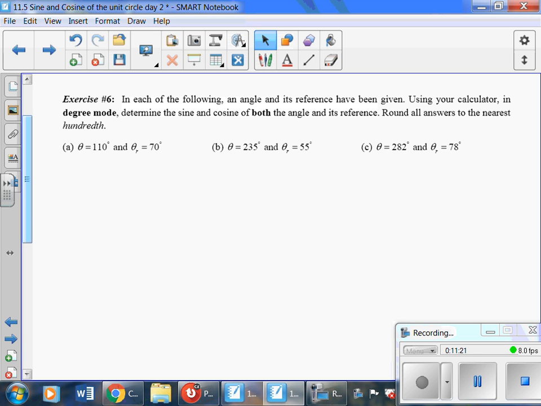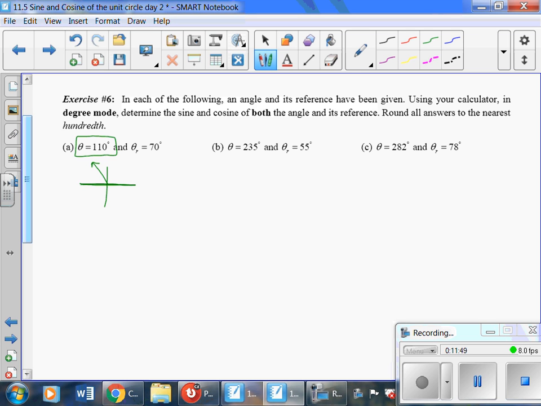So in each of the following, an angle and its reference angle has been given. But we're going to talk about how to get that reference angle one more time. Using your calculator in degree mode, determine the sine and cosine of both the angle and its reference. Round all answers to the nearest hundredth. So I want to talk quickly. I tell you that the angle here is 110 and the reference angle is 70, because I want to remind you that 110 degrees falls right around here.